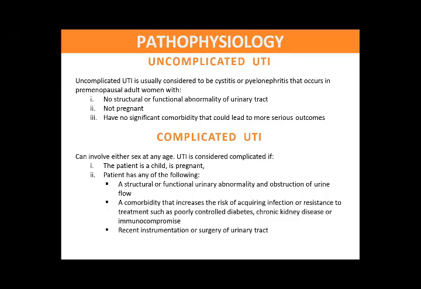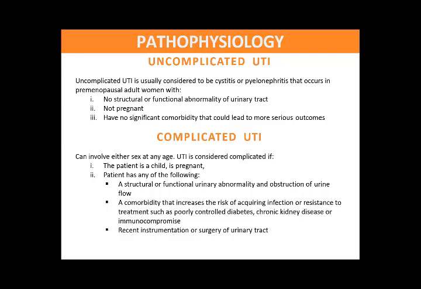Comorbidity increases the risk of acquiring infection or resistance to treatment, such as diabetes. So these are the diseases which can lead to excessive UTI risk, especially in diabetic patients, who have chronic renal disease, who have an immune compromised state, patients on steroids, patients on cytotoxic drugs, and patients with HIV. These are the people who have compromised immunity and high risk of infections, like opportunistic infections, may have pneumonias, and even UTI.